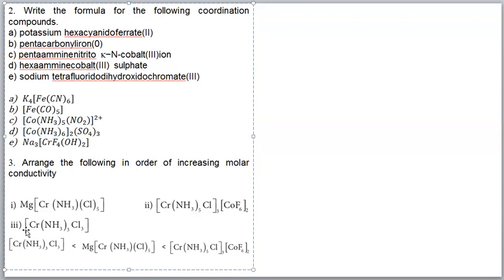So the third one has the least conductivity. Then higher conductivity is the first compound. Then maximum conductivity is for the second compound. This is the order.